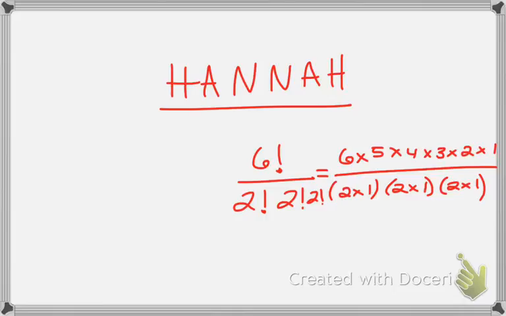So what can I cancel? Well, I can cancel out the 2 and 1s here. What other number can I cancel? 4. Good. 2 times 2 is 4. So that means I'm left with just 6 times 5 times 3. Oh, the 2's gone, right? So 6 times 5 is 30 times 3 would be 90. 90 different arrangements.